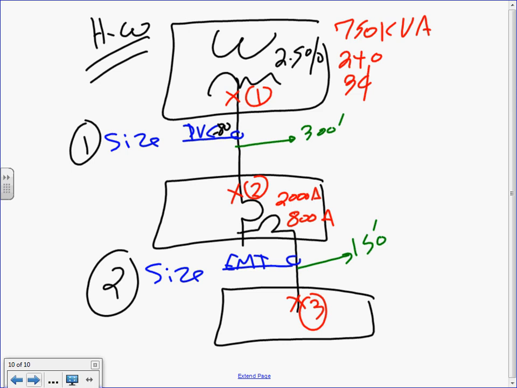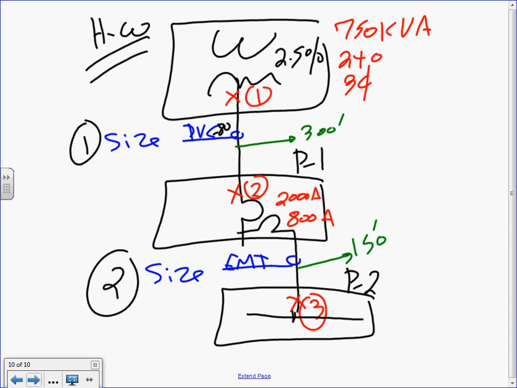This one? No, you don't need to know, because it will be sized based on the 800 amp panel. If the overcurrent protective device is 800, the panel will be 800 amp. Good point. 800 amp panel. And I'm going to call this P1, panel 1, and this P2, panel 2.